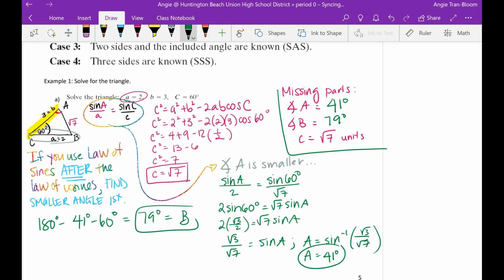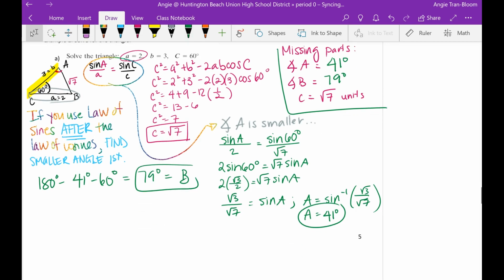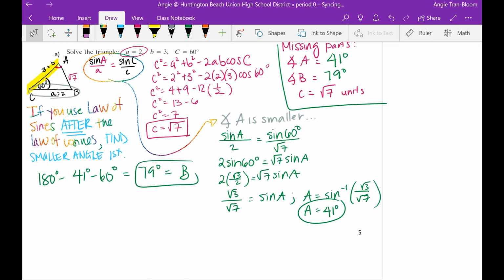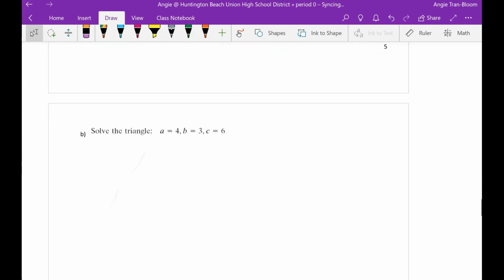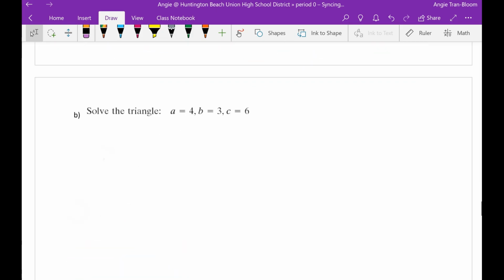And again, the law of cosine should only be used if the law of sines is not possible, because the law of sines is so much easier to use. Let's do one more. And I think this is the end of 8.3.